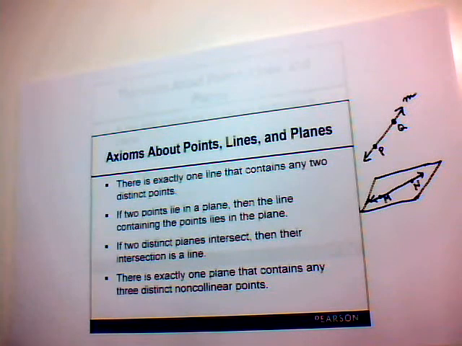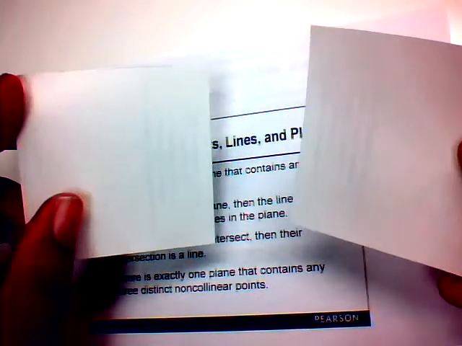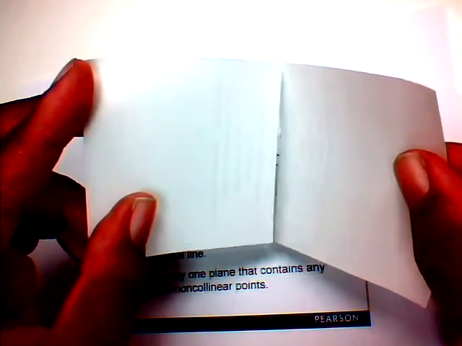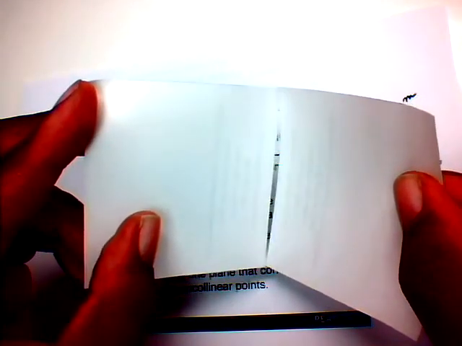Okay, the next one: if two distinct planes intersect, then their intersection is a line. Now I'm going to show this using two small square sheets. I'm going to let this be a plane and this one be another plane. If those two planes intersect, that intersection is going to be a straight line. It might be hard to see, but here, those two planes intersect. That means that the intersection here is always a straight line.